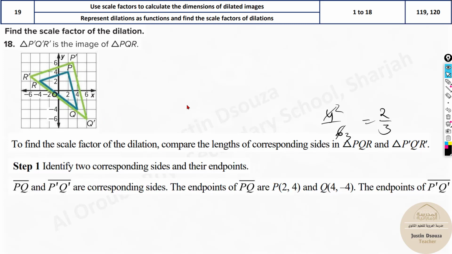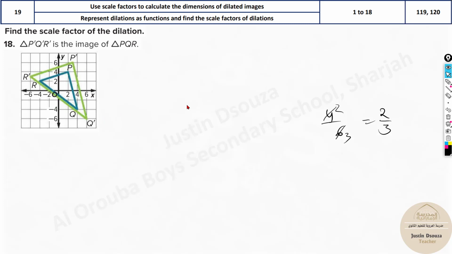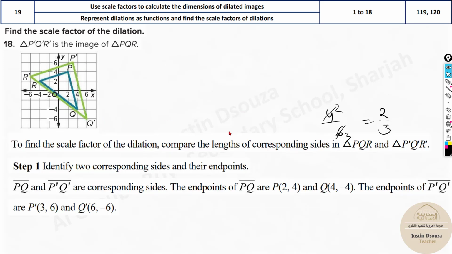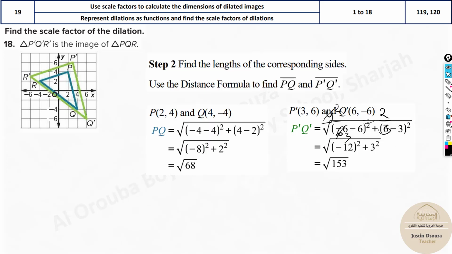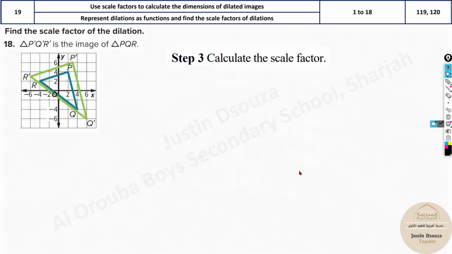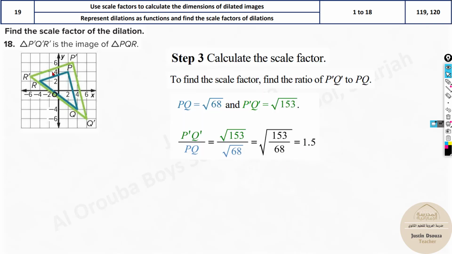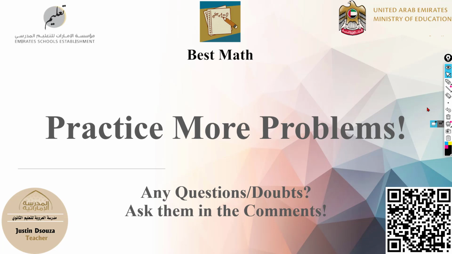Last problem over here, same concept. Please do try to solve it by yourselves and then check for the answers. They have taken any 2 points, found the distance, and then divided them to find the scale factor. From the figure itself, you can tell whether it's a reduction or enlargement. This one is bigger than the original image, so it is an enlargement. So the scale factor is 1.5. And that's the end of this topic.